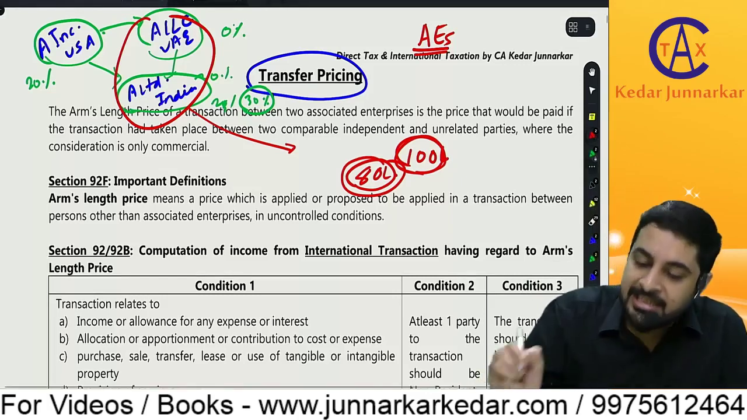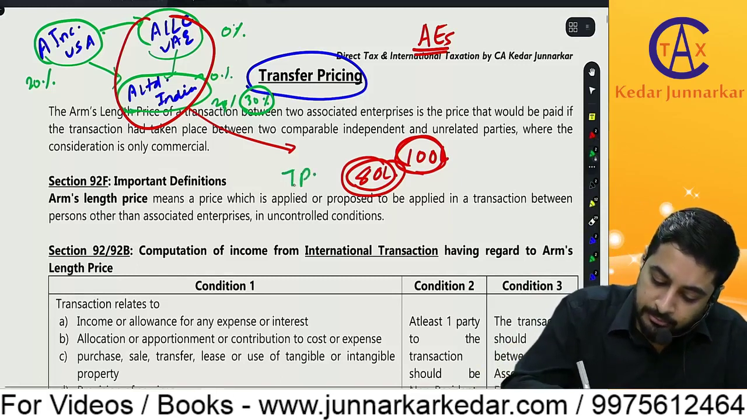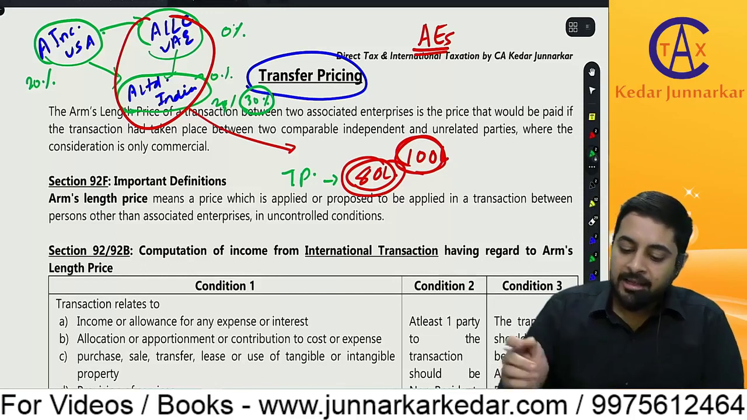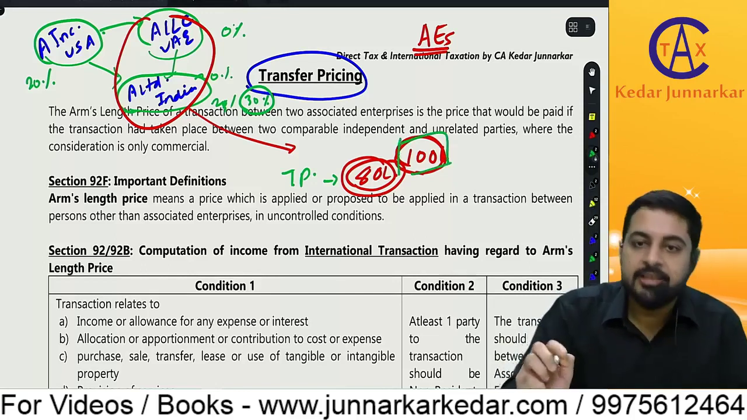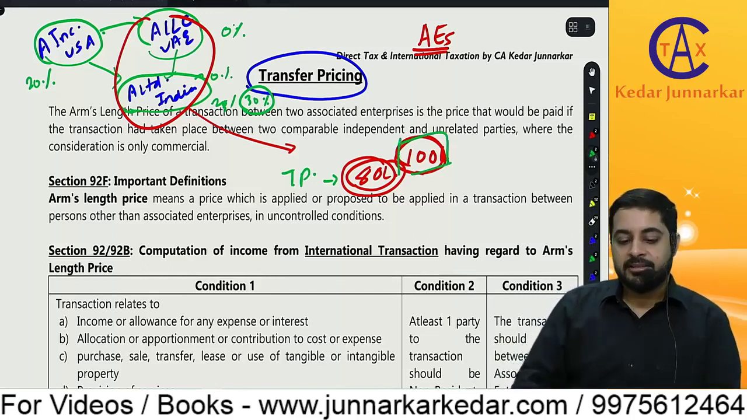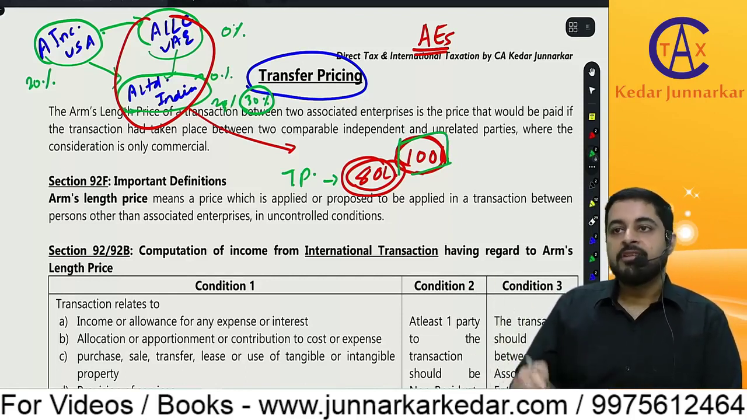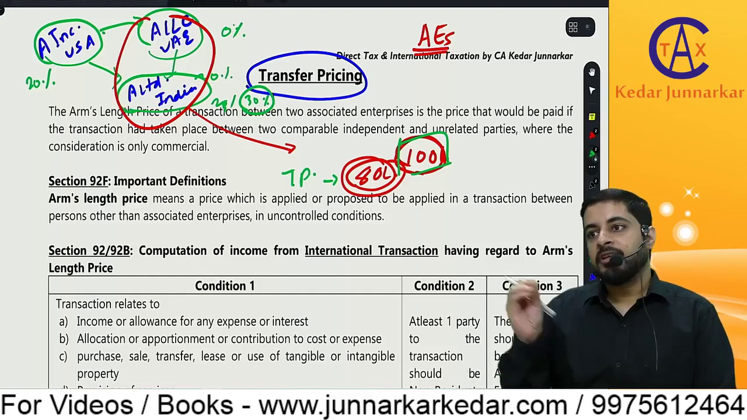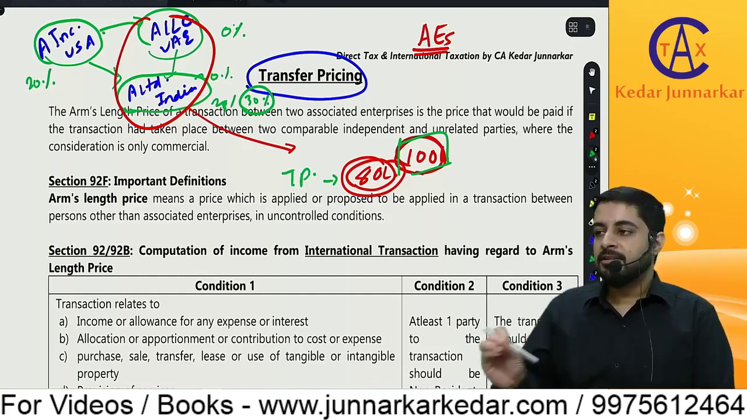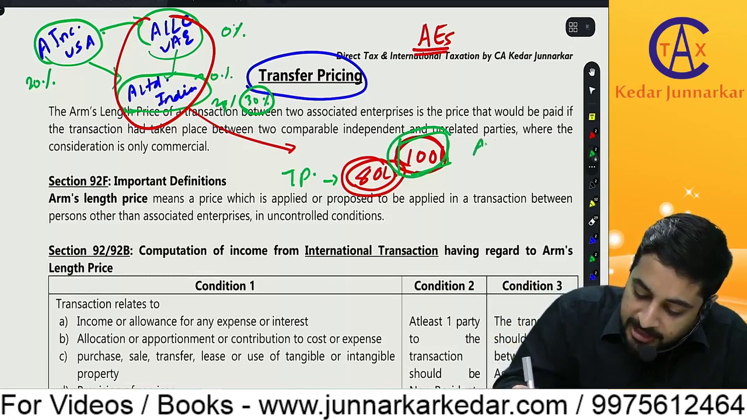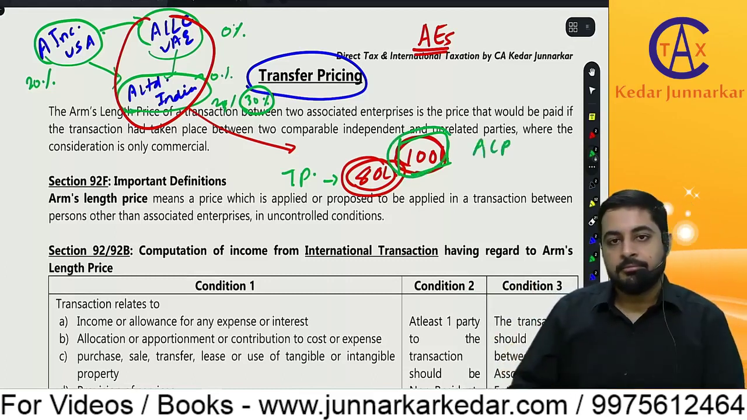Here, how much is the transaction price? Transaction price is 80 lakhs. And this 100 lakhs is called arm's length price. Arm's length price means the price which would be applicable if the transaction was undertaken with a person who is unrelated. So this is ALP, that is arm's length price.